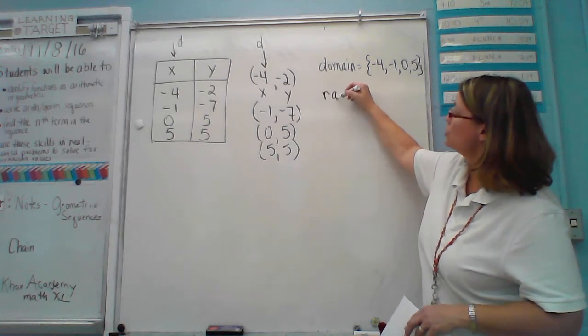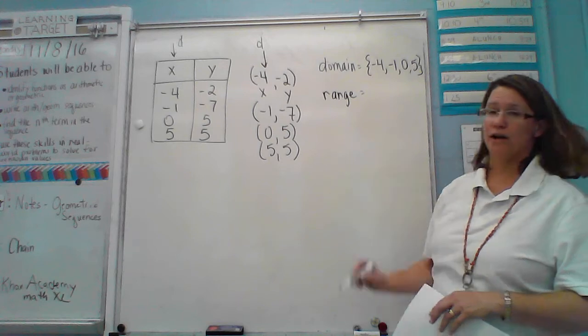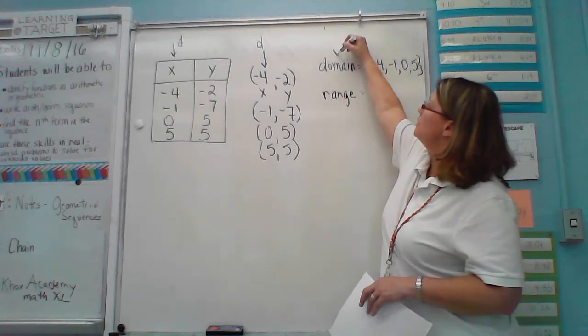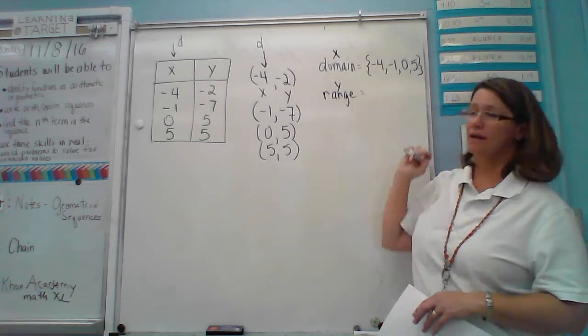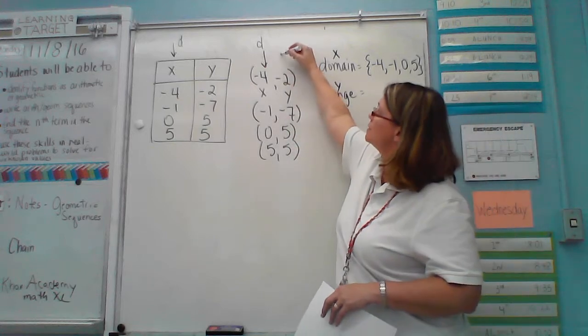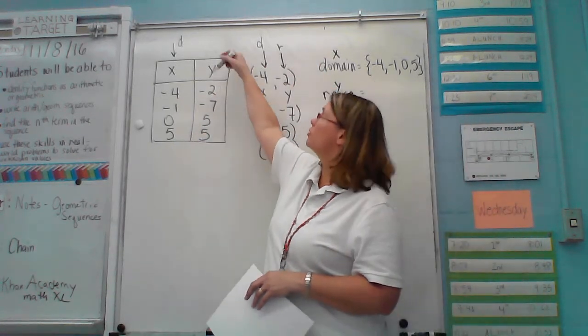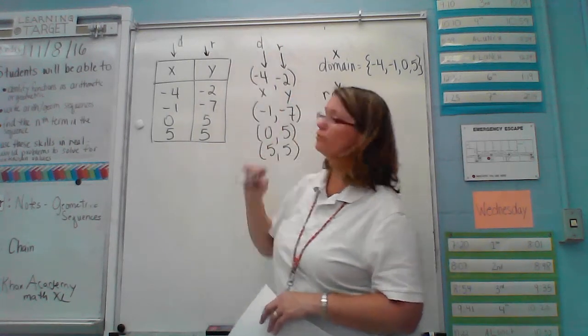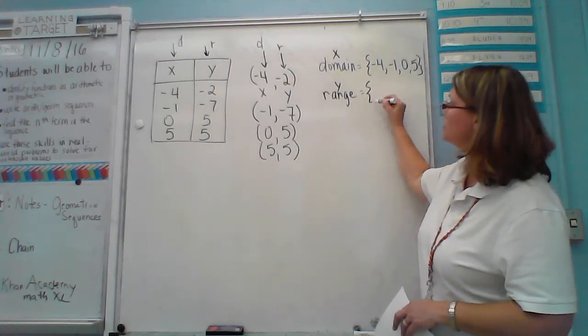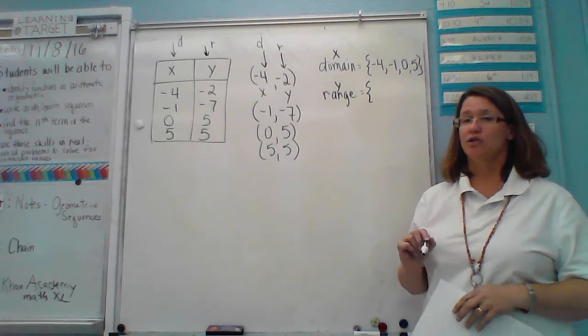Finally, we have range. Range, remember, is the Y values of your points. X is the domain, Y is the range. So as I look at my points, this second number happens to be the range. I can look at my table. Remember, the Y, again, happens to be the range. We're only going to list each of these numbers one time, just in case they do repeat.